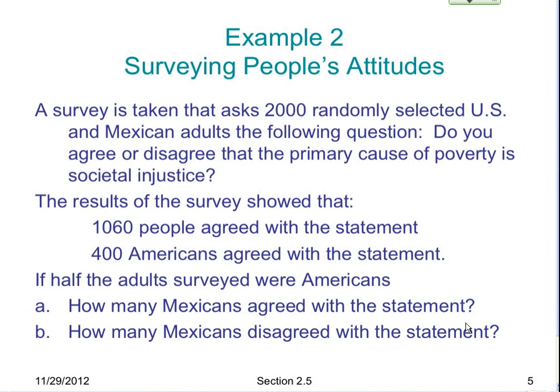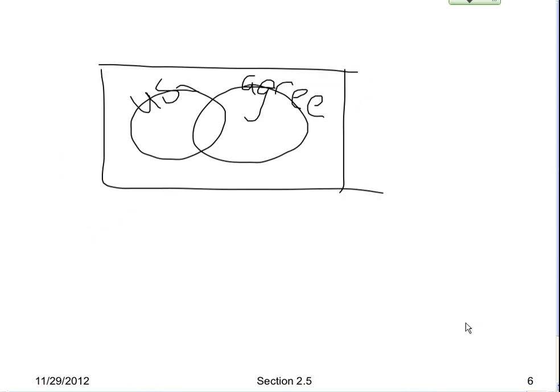Now, we have four numbers actually, half the adults. Four numbers, and we have to figure out which one we're going to use first. Well, anytime you have something that's in two different sets at the same time, that's the one number you're going to start with. So we've got Americans, those are the U.S. citizens, and we've got agreeing. So we have 400 that are Americans, and they also agree. So they're part of the American set, and they're part of the agree set. So they go in the middle.